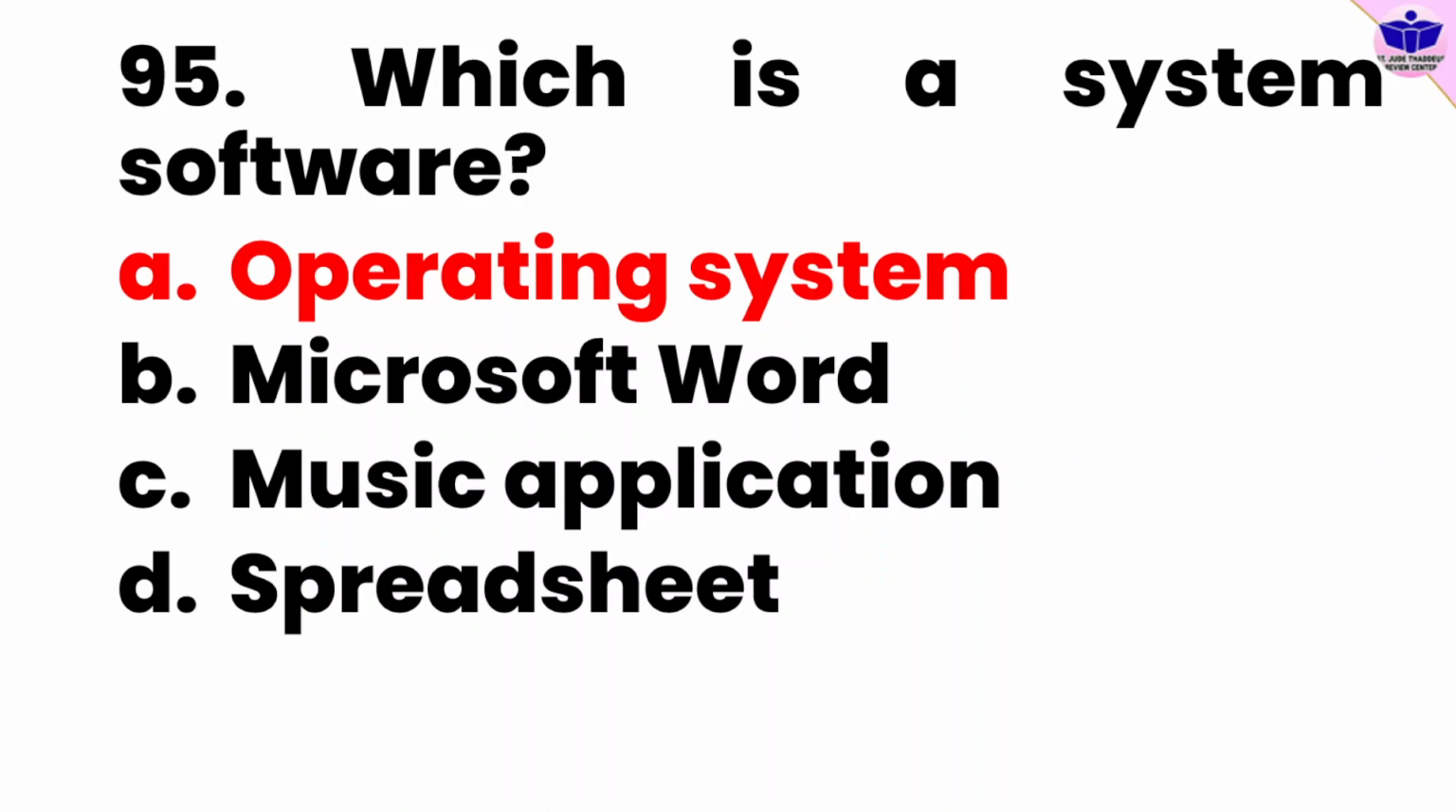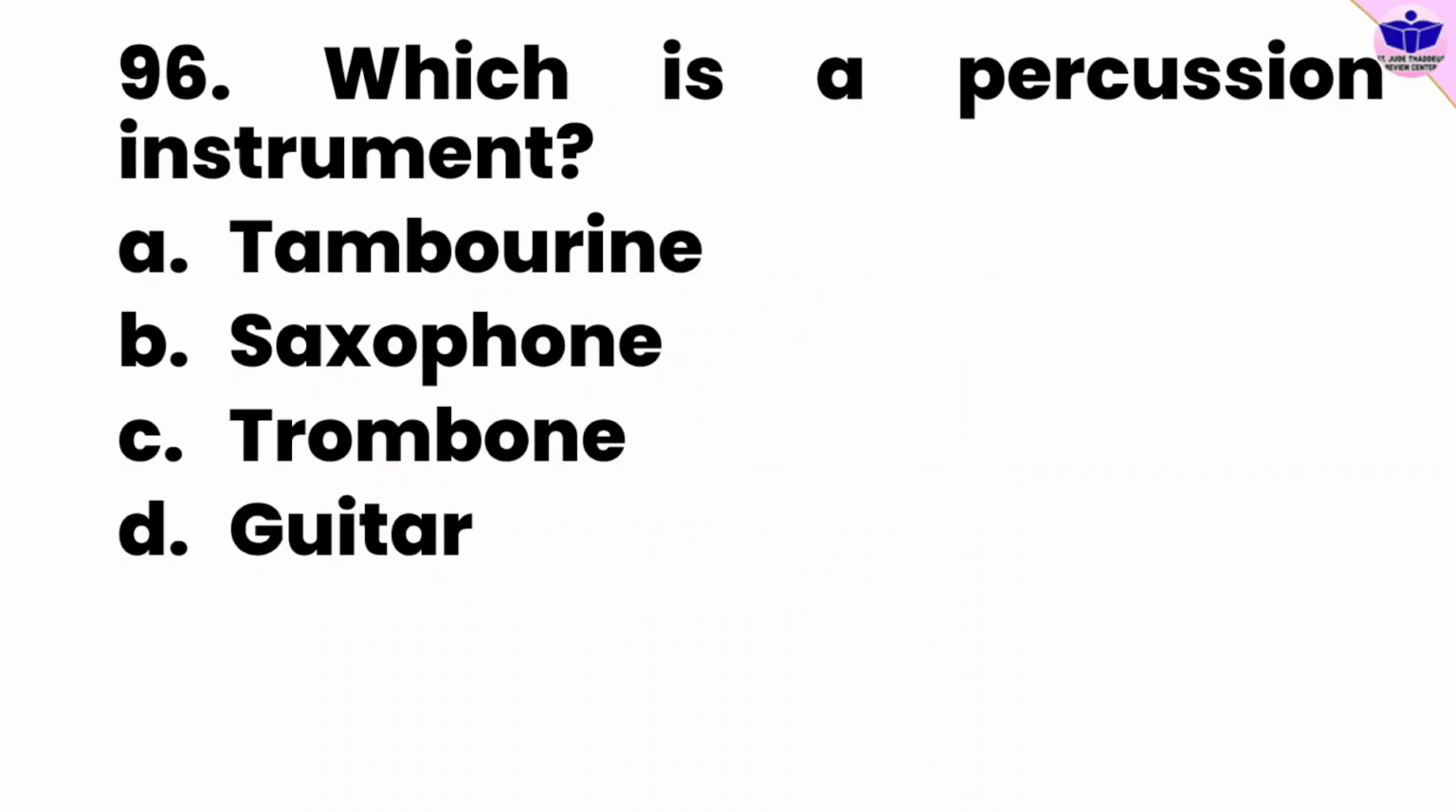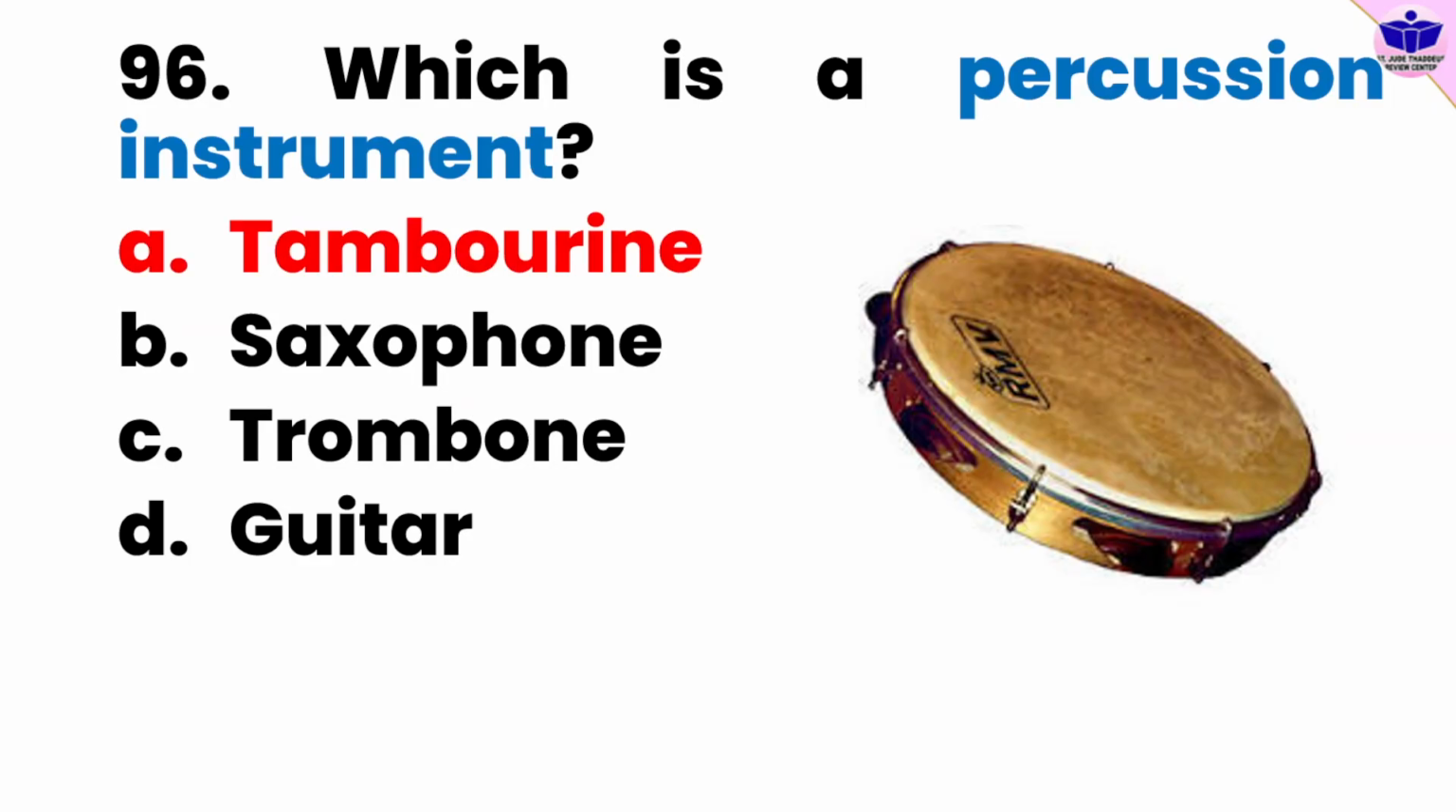Number 96. Which is a percussion instrument? A. Tambourine, B. Saxophone, C. Trombone, or D. Guitar. So what's percussion here? Percussion, yung mga instruments na hinahampas para makalikha ng tunog. So ang answer ay, of course, yung tambourine. Saxophone and trombones are ito yung mga hinihipan na musical instruments. So guitar naman ay kinakalabit yung strings, yung mga chordophones kung tawagin pa.